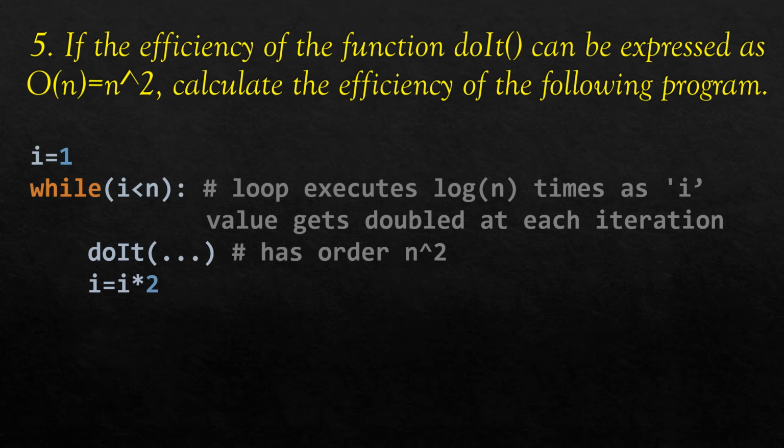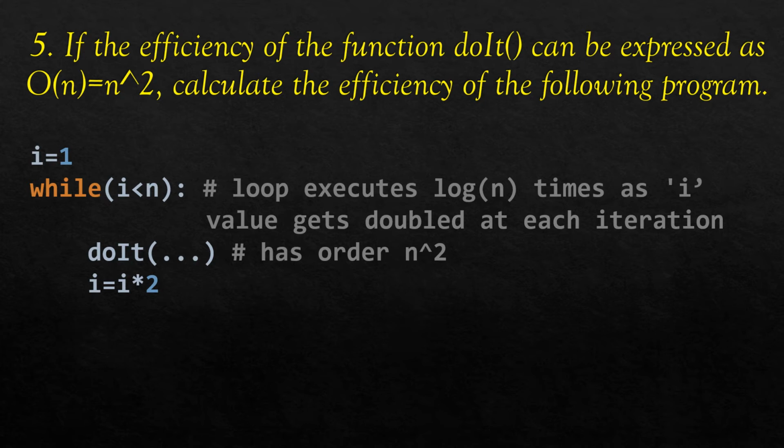Now the next question is, if the efficiency of the function do it can be expressed as order of n is equal to n to the power 2, then calculate the efficiency of the following program. Here you can see i is equal to 1, while i less than n, do it, i is equal to i into 2. So here you can see the i value does not get incremented by 1. So here the loop will not execute n number of times, rather it will execute log n number of times, because every time the i value gets doubled with each iteration, unlike the previous questions.